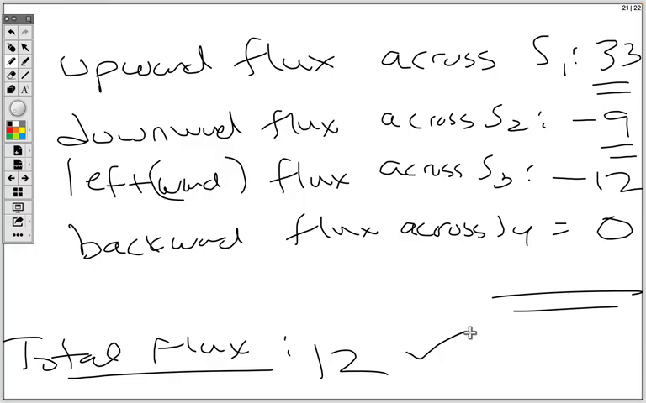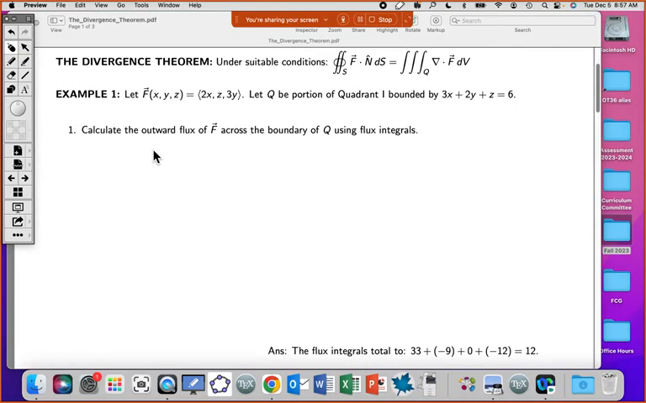You follow? You got stuff coming in across S2 and S3, and stuff going out around S1. There's more going out than coming in. So the outward flux is positive 12. All right? Okay. Good review of flux integrals.